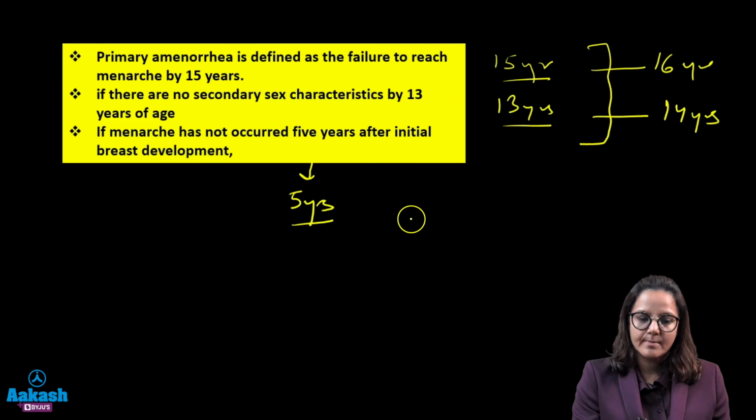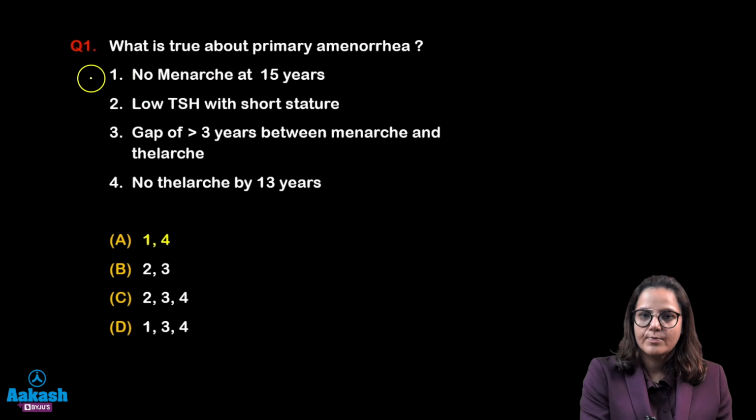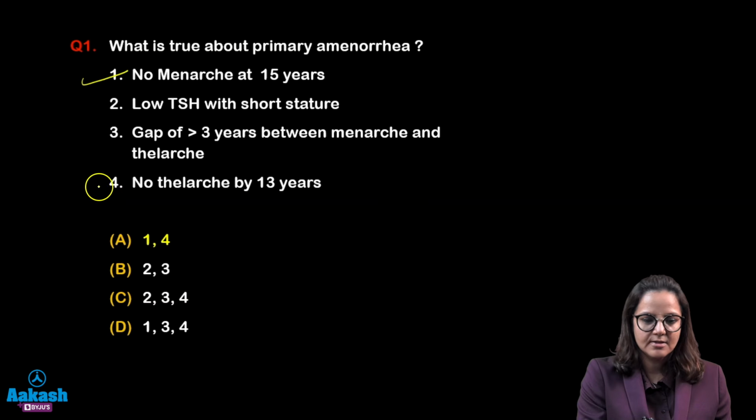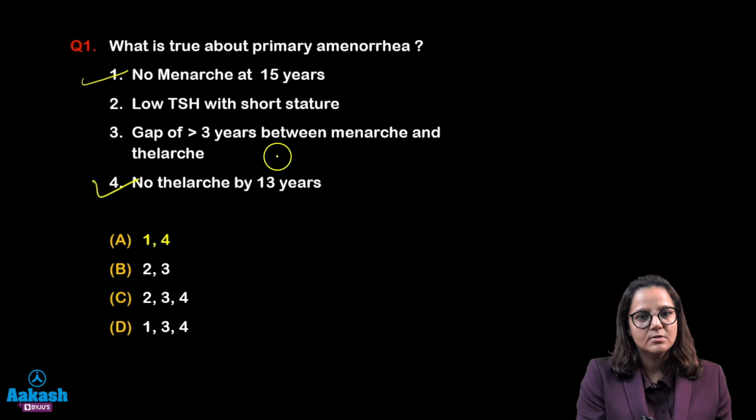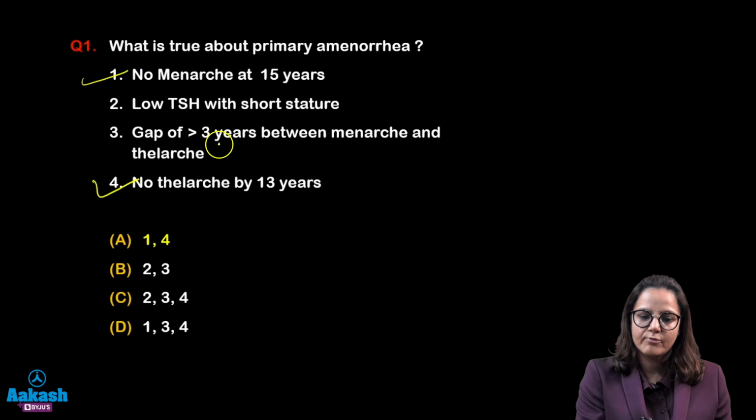Okay. Now going back to the question, what is true about primary amenorrhea? No menarche at 15 years? Yes. No thelarche by 13 years? Yes. A gap of more than 3 years between the two? No, this is a gap of more than 5 years between the two. So therefore the answer will be A, 1 and 4.